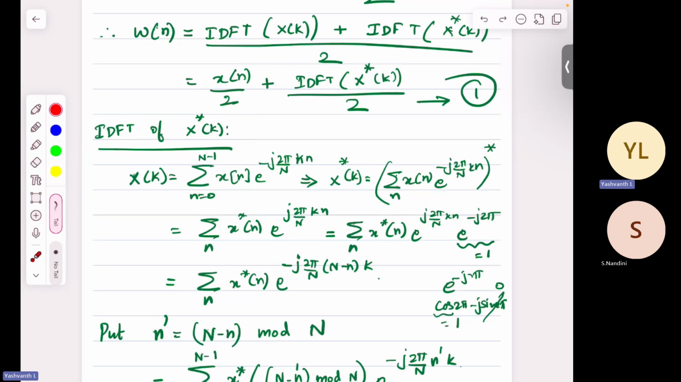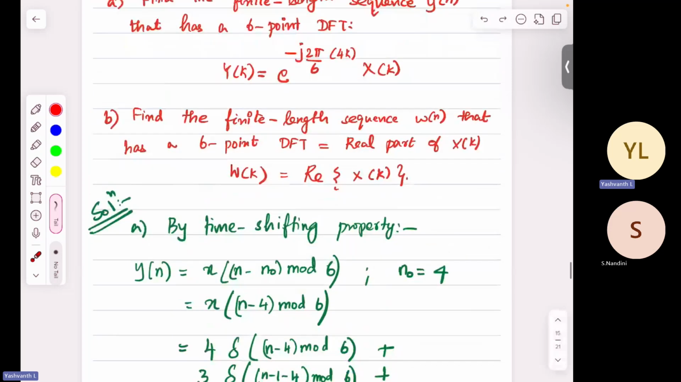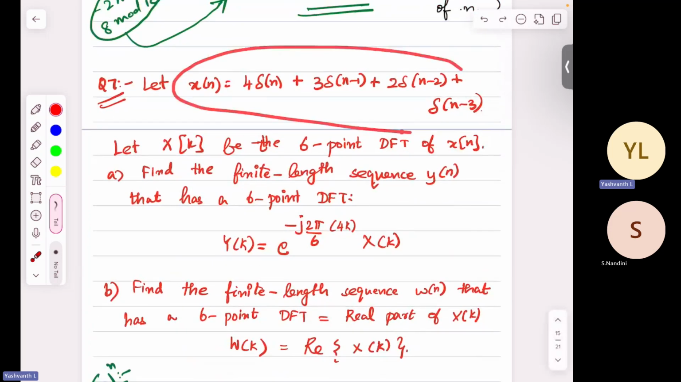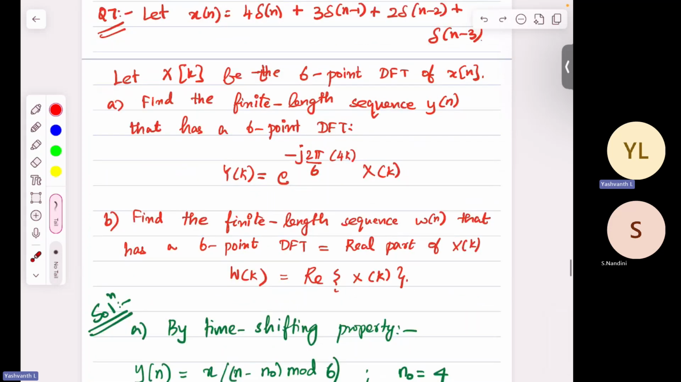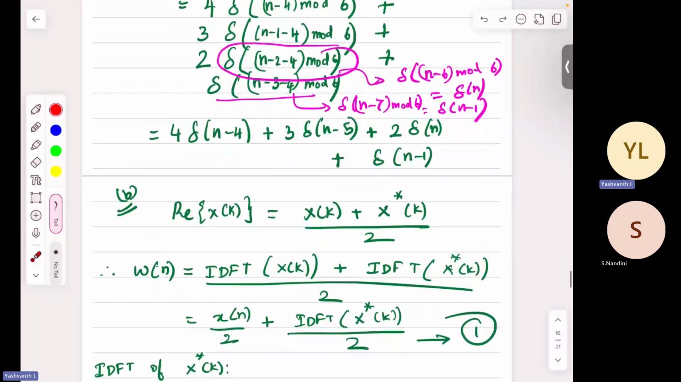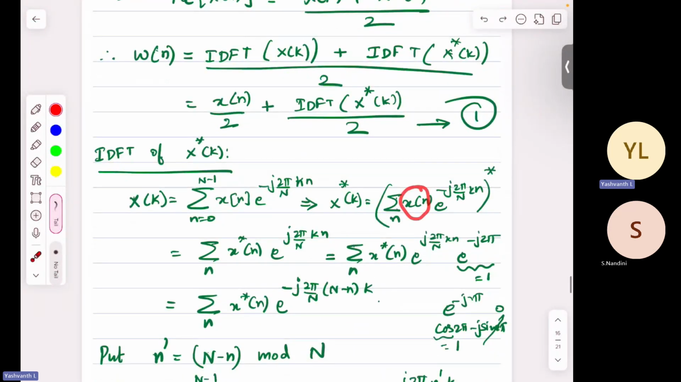Just use the definition of the DFT. x of k is nothing but summation n equals 0 to capital N minus 1 of x of n into e power minus j 2 pi by capital N into kn. Now take the conjugate on both sides. Then x conjugate of k is the summation over n of x of n, because x of n is real. This is a real signal. It doesn't take a complex value. Therefore, it doesn't matter whether you take the conjugate of x of n or not. It will remain the same. Therefore, x conjugate of n is the same.